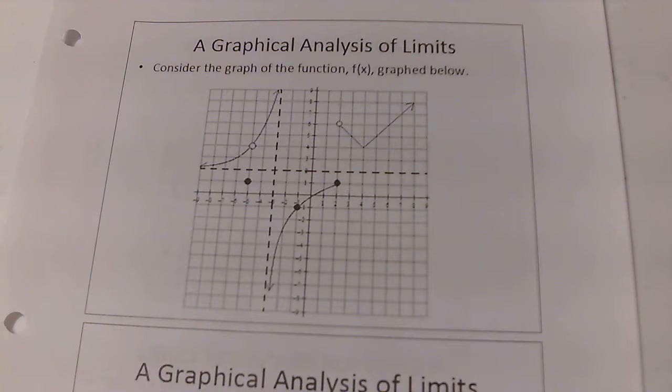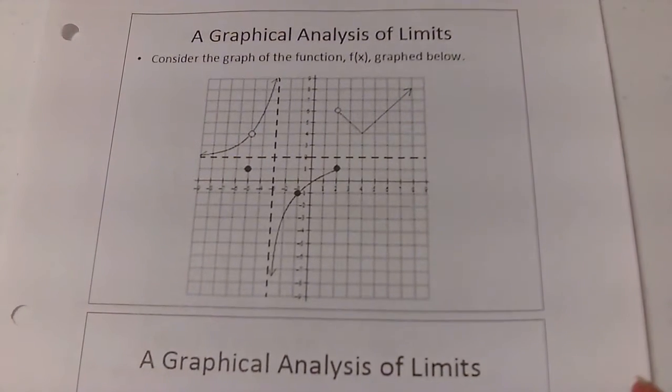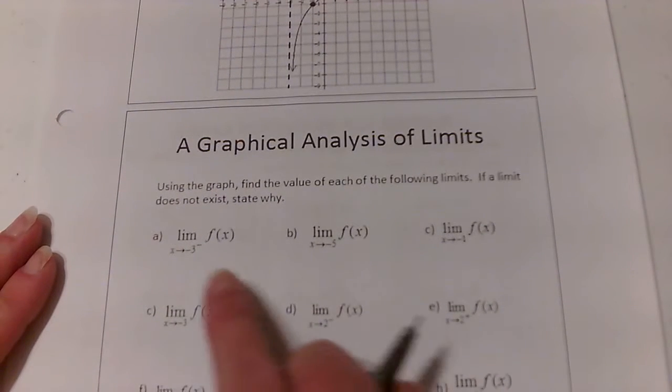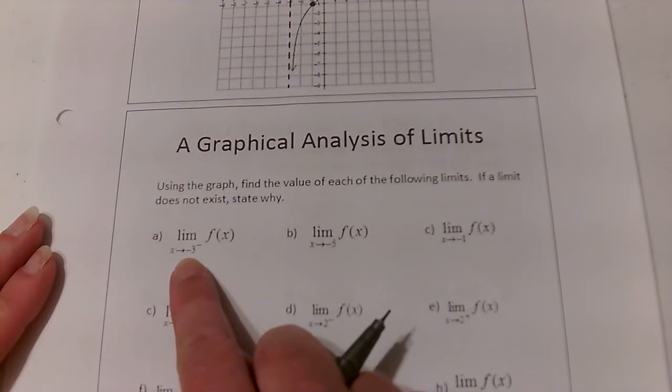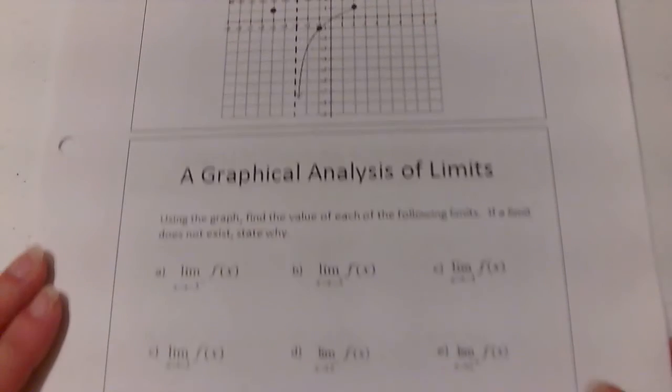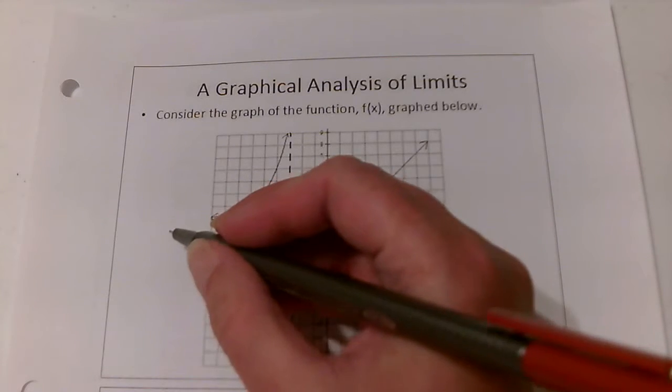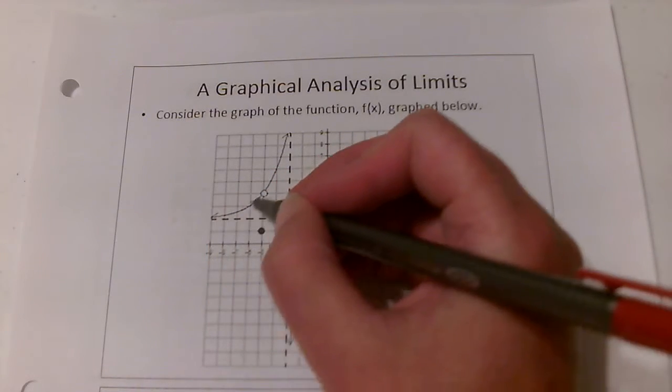Let's do a little bit more with limits and graphs, because it's fun. Using the graph, find the value of each of the following limits. Okay, so let's start here. When x approaches negative 3 from the left, my graph is going up.